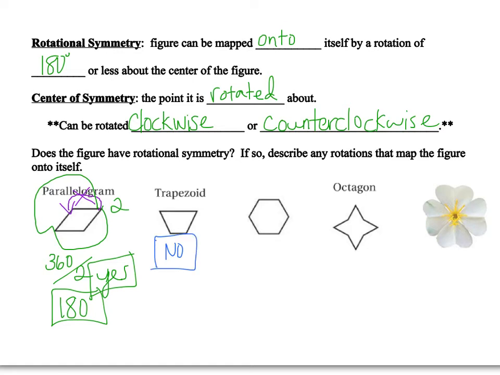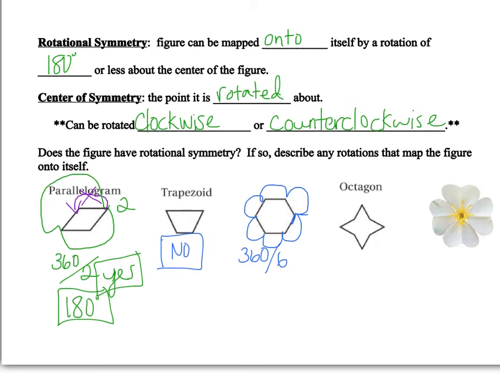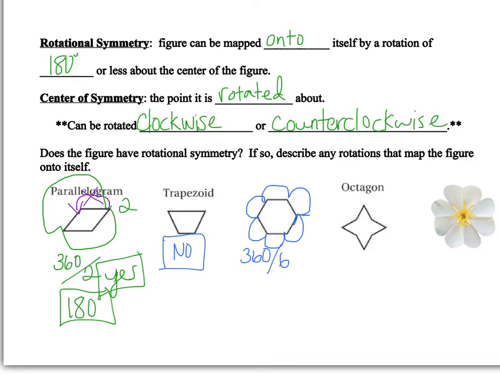For the hexagon, notice that it's a regular hexagon, so all the angles are going to be exactly the same. So 1, 2, 3, 4, 5, 6. I could move it 6 times around. So if I take 360 divided by 6, I get 60 degrees. So yes, it is rotational symmetry, and the degrees are 60 degrees.